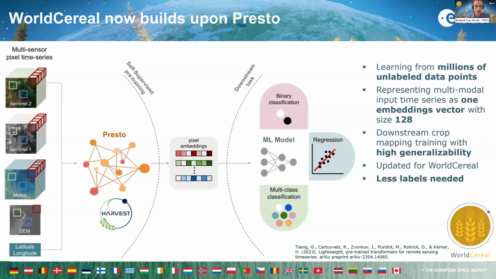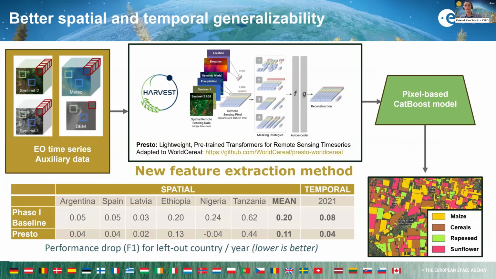This model is developed by our colleagues from NASA Harvest. And with this model, you can actually train any kind of a downstream EO-based model, which then needs much less labels and also can lead to much higher generalizability. So by onboarding this Presto algorithm in WorldCereal, we are actually able to cope now also much better with the limited amount of training samples that are inherent to any crop mapping task. So Presto is our feature extraction method now.